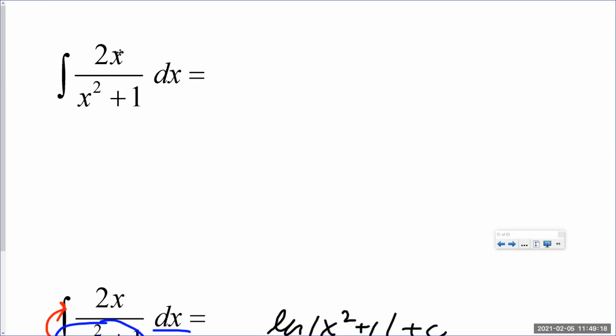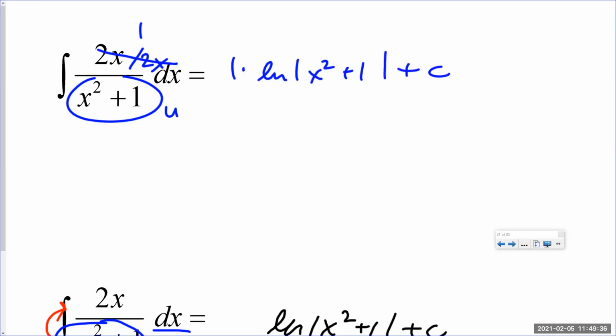So how would you do this problem? Ln shortcut. Make this your u. What's the derivative of x squared plus 1? 2x. Do my x's cancel out? What do they cancel out to? 1. This will be 1 times the ln of the entire bottom plus c. Very nice. What about this one?